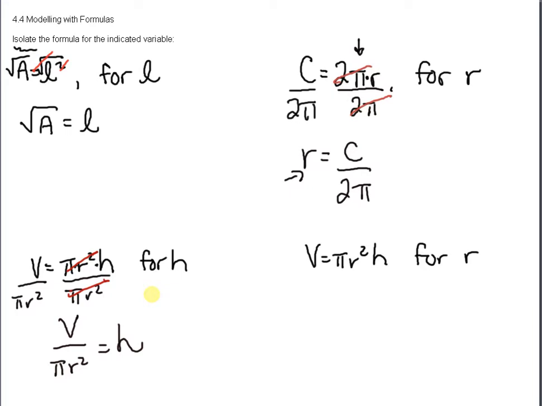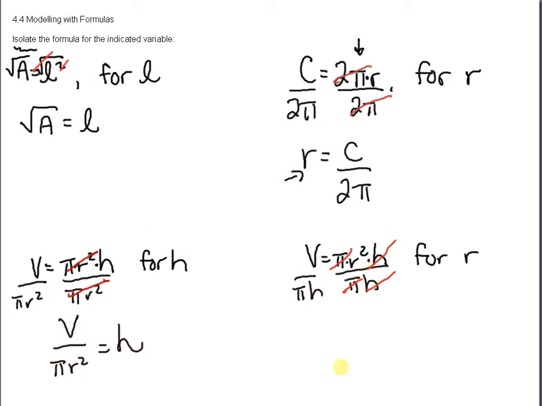Okay, so I want to show you that this is not the same for every variable. It's not going to work the same way if the variable, for example, has a squared on it. So I gave you the exact same equation, and now I want you to isolate for r. So let's divide this side by pi h first. Let's get the pi h out of there. So we can cancel out this pi and this h.